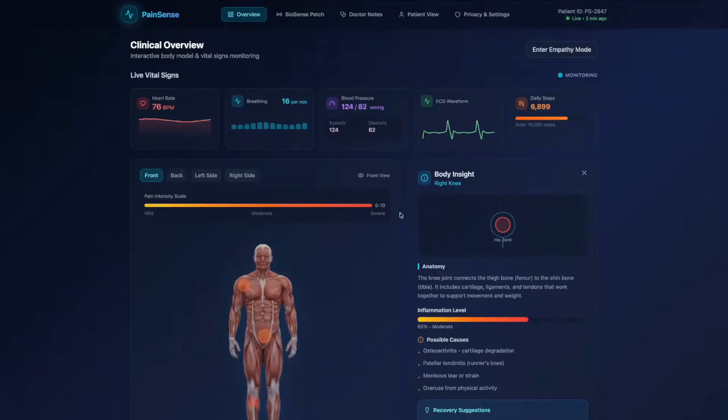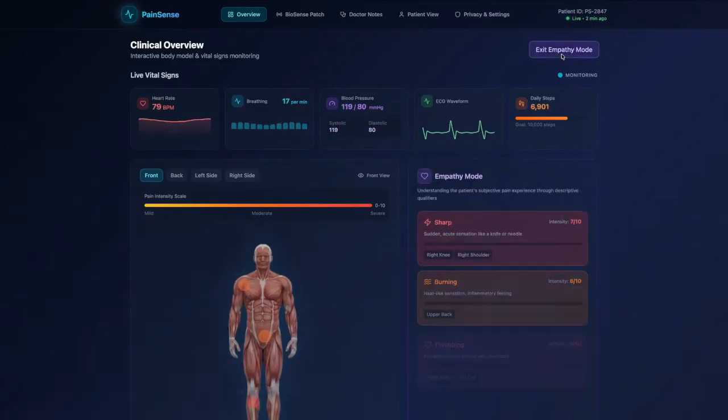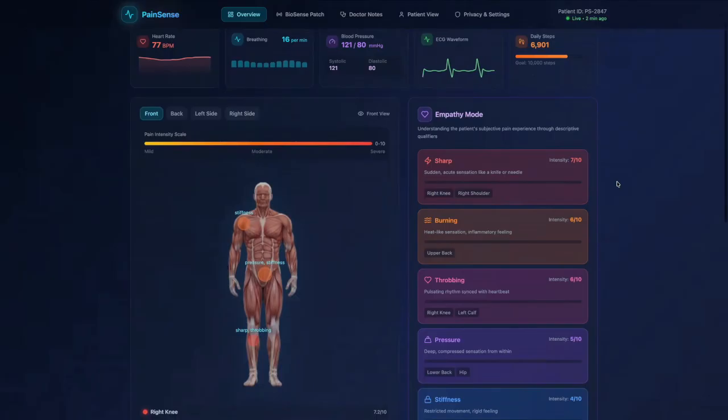Around the body model, the system also monitors key physiological signals such as heart rate, breathing, blood pressure, ECG, and activity levels. These signals provide important context that helps explain why the pain may increase or decrease. On the top right of the screen, you can see the Enter MC mode button, and the doctors can see more detailed descriptions from the patients about their pain.